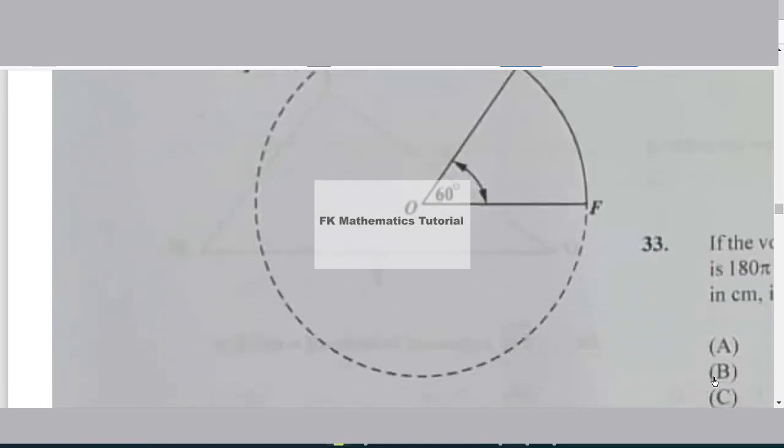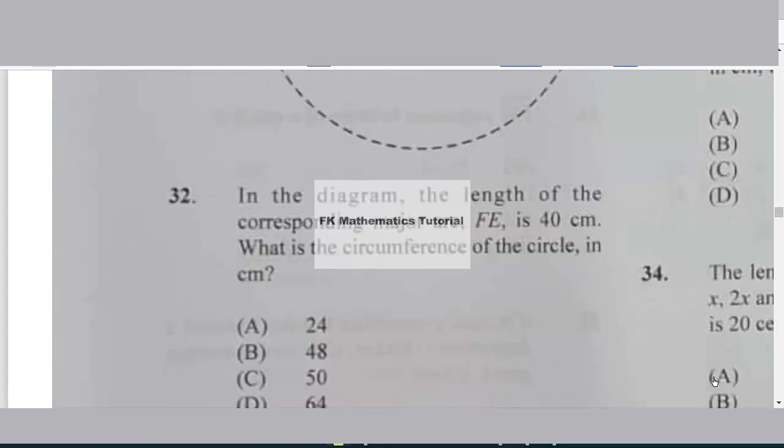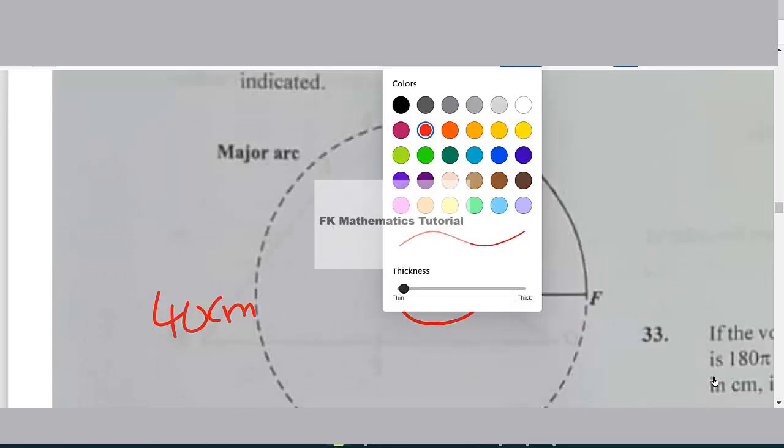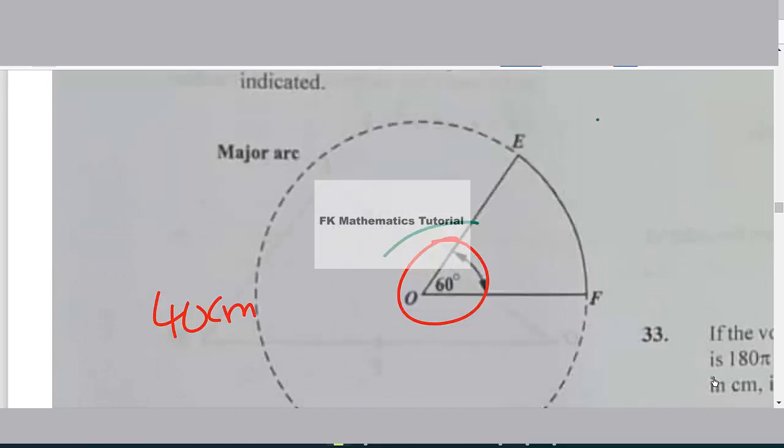Item 32 refers to the following diagram, which shows a circle centered at O and with a sector and a major and minor arcs indicated. So the major arc is this and the minor arc is that. In the diagram, the length of the corresponding major arc, FE, is 40 centimeters. What is the circumference of the circle in centimeters? Okay, so we have to find this thing here.